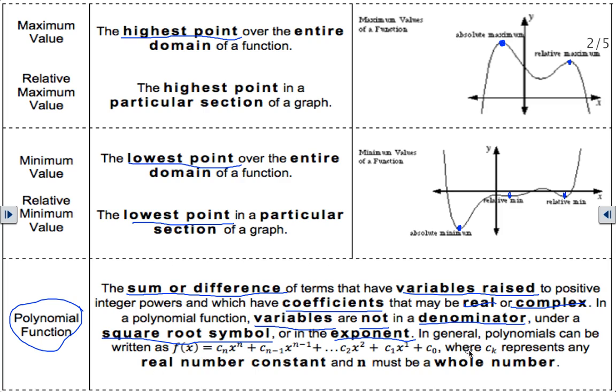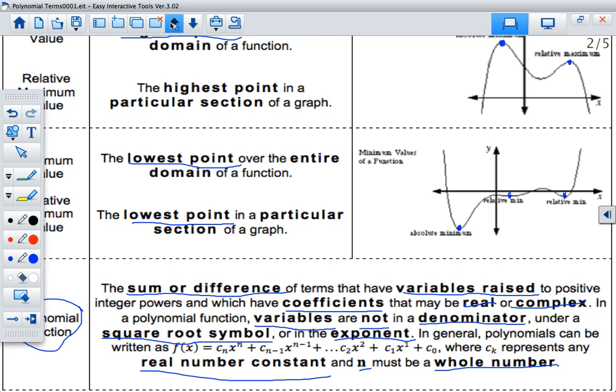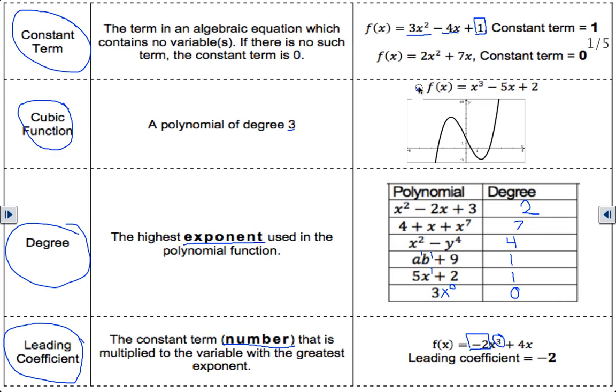Let's see, in c_k, what is k representing? Any real number constant, and n must be a whole number. Okay, most of this is not going to make a lot of sense to you. Okay, we've already looked at several examples of polynomials. Right here, this is a polynomial, this one's a polynomial, this is a polynomial. These are polynomials. Okay, this is not a polynomial.